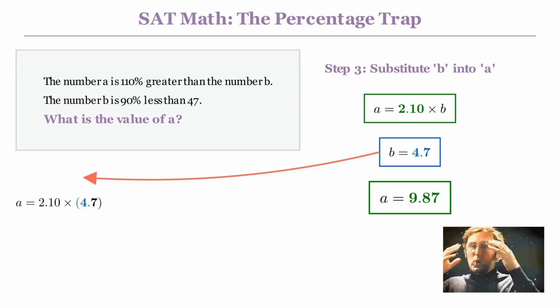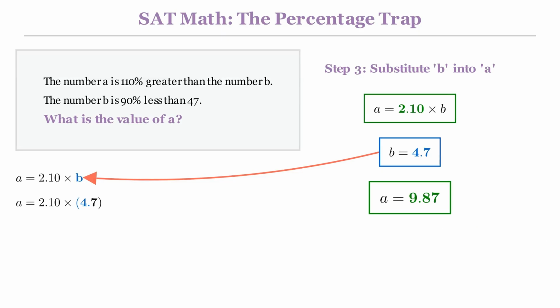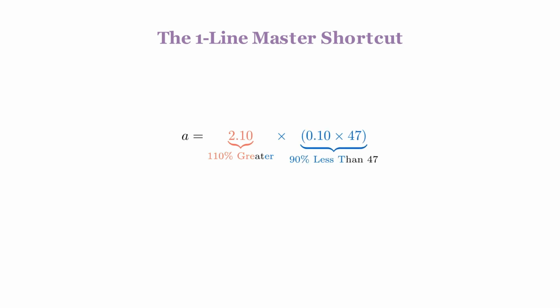We have successfully navigated all the traps and got to the correct answer. Now for those of you looking to really save time on the SAT or any other test, you don't actually need three separate steps. You can set up a one-line master shortcut. You can skip solving for B as its own separate number and plug the expression for B directly into A. So you can have A is equal to 2.1 times 0.10 times 47. If you run that entire string of multiplication in your calculator at once, you get 9.87 in under 10 seconds.